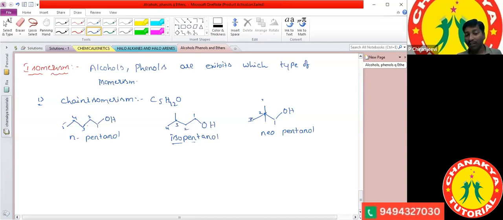Now, the first one has 5, the second has 4, the third has 3 only. But all have the same molecular formula and differ in their chain length. Whenever there is a difference in chain length, we call it chain isomerism, and all these 3 are called chain isomers. Now you got the clarity.